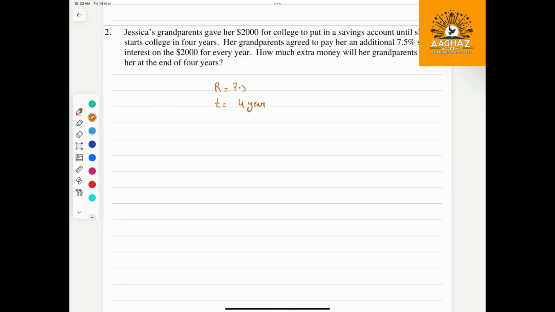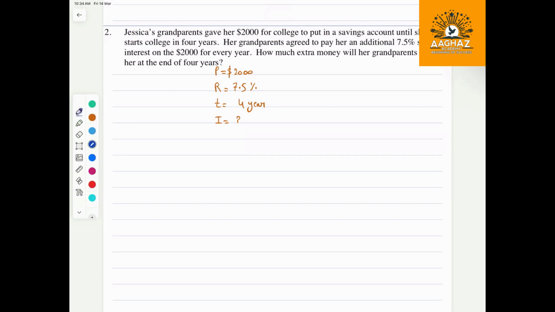It's 7.5%. And the P is also given, that is $2,000. And I want to find how much extra money. You can read the question again: her grandparents gave this amount for college, to put in a savings account until she starts college in 4 years. In 4 years. Okay.